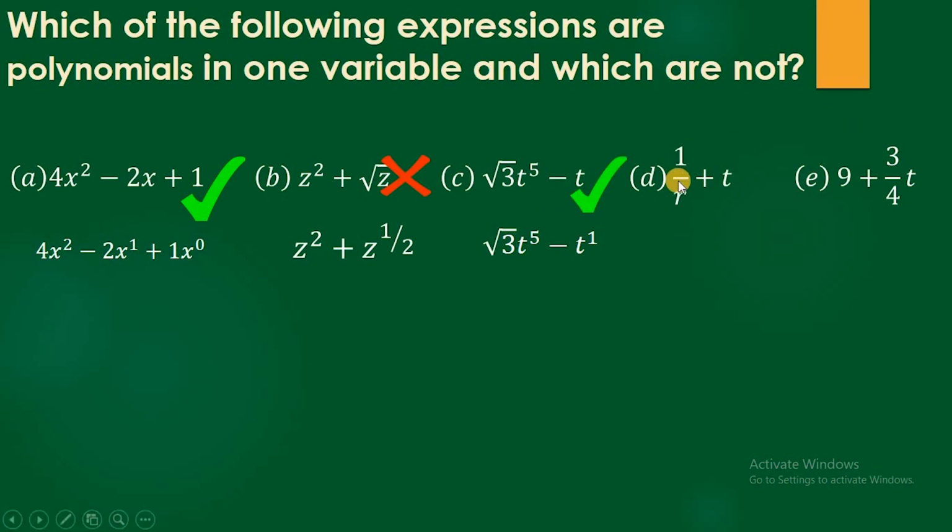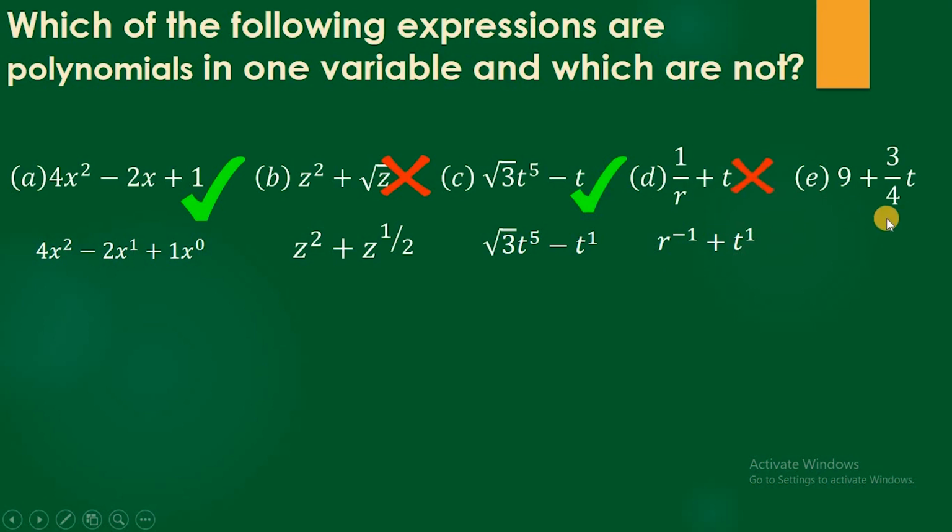In the fourth one we have 1 by r plus t, and we can write 1 by r as r raised to the power minus 1, that we have learned in class 8 in the chapter exponents and powers. So r raised to the power minus 1 plus t raised to the power 1. Now here the power of the variable t is a whole number 1, but the power of the variable r is not a whole number. Minus 1 is not a whole number. Therefore it is not a polynomial, and here we have two variables, so it is not a polynomial in one variable.